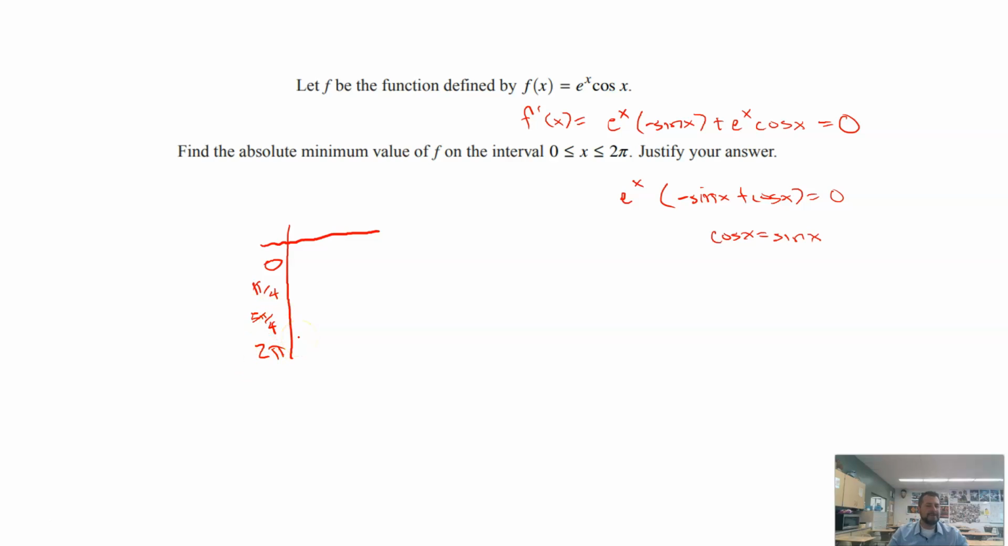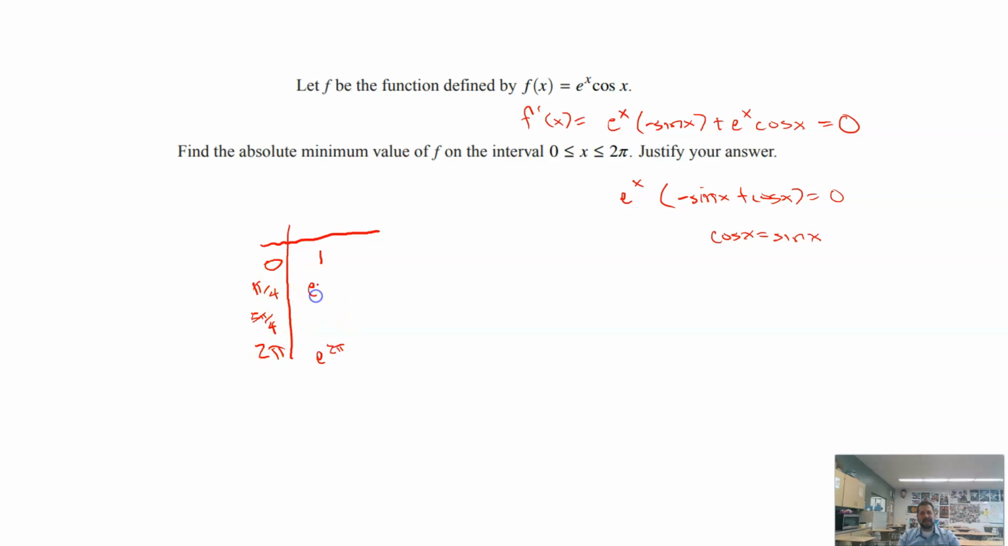So what I have to do now is take 0 and plug it into the original function, then pi fourths, 5 pi fourths, and 2 pi, and find out which one gives me the smallest value. When I plug 0 in, I get 1. When I plug 2 pi in, I get e to the 2 pi. These are the numbers that are really difficult.